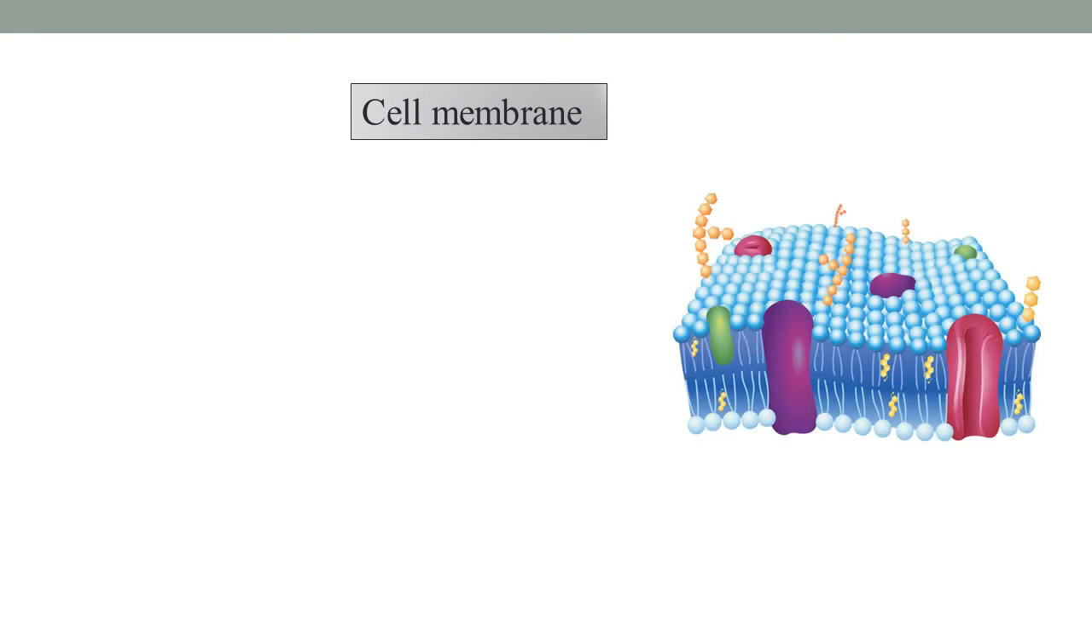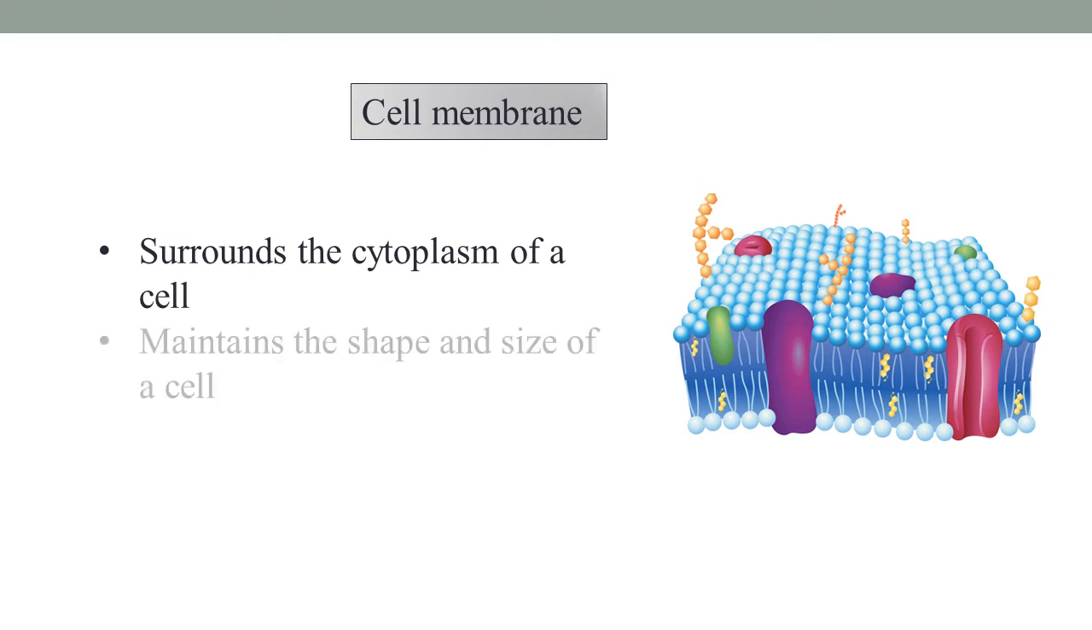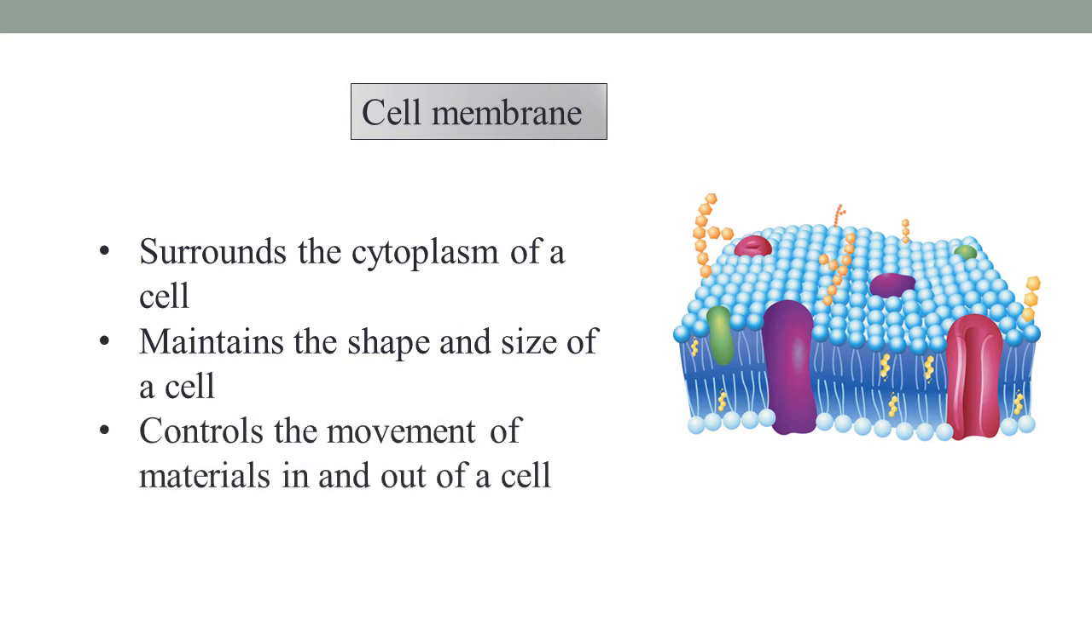Cell membrane. It surrounds the cytoplasm of a cell. It is the outermost covering in animal cells, while in plant cells it is present next to cell wall. It maintains the shape and size of a cell. It also protects the internal contents of a cell. It controls the movement of materials in and out of a cell. It is also known as partially permeable membrane. That means it allows the movement of only selective materials.